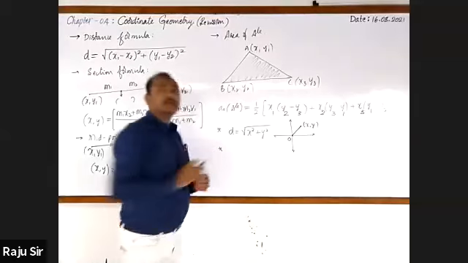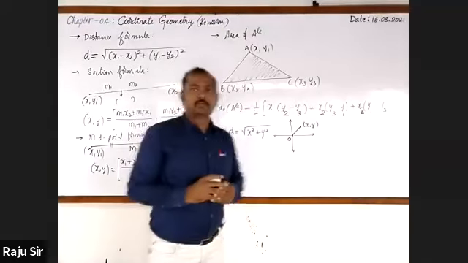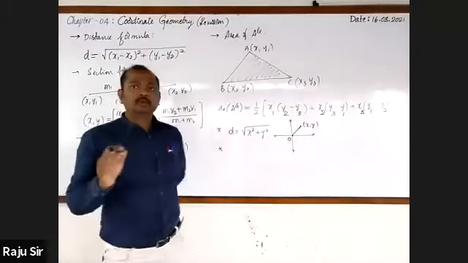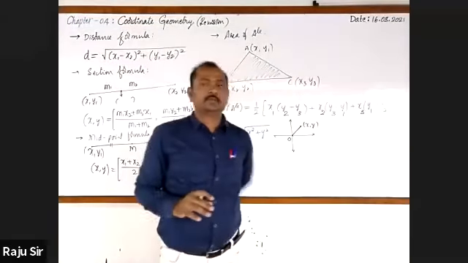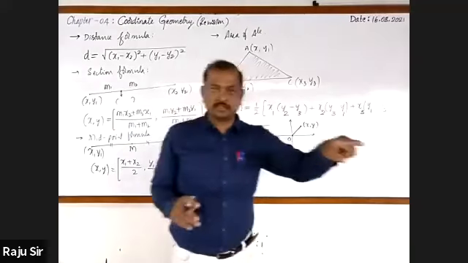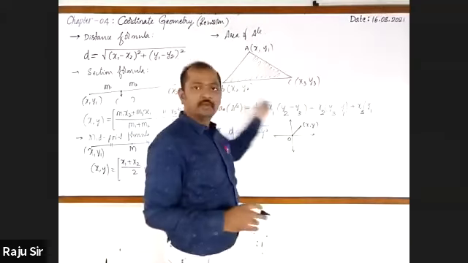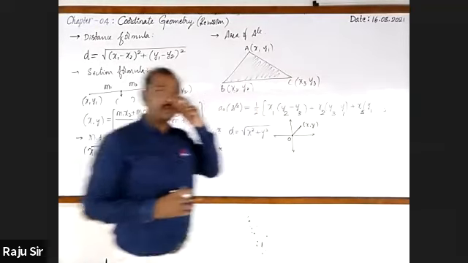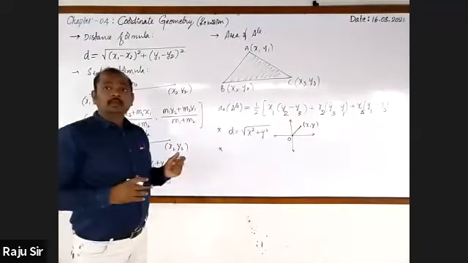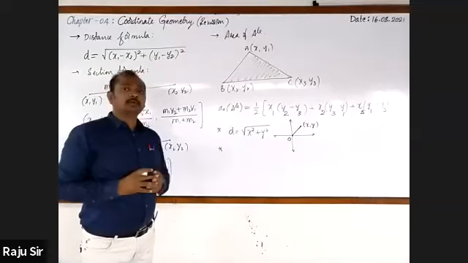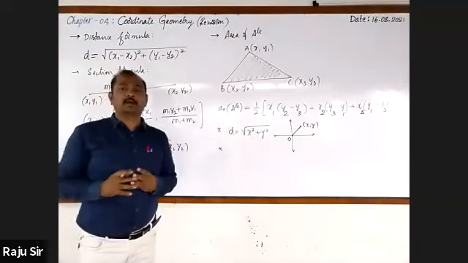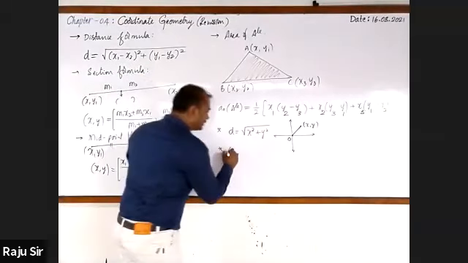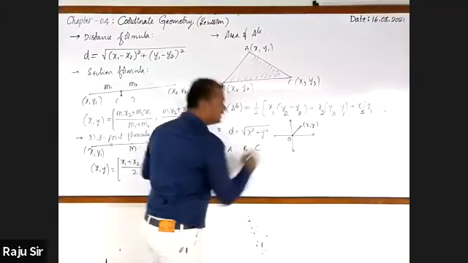Next, suppose 3 points are given. Using these 3 points, either you may form a straight line or you may form a triangle, right? How do you come to know whether the given 3 points form a triangle? If I take the 3 points as A, B, and C.